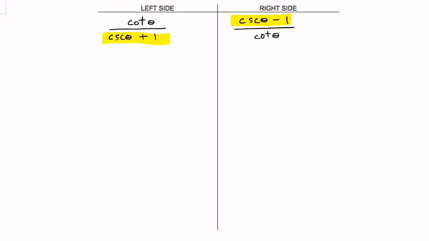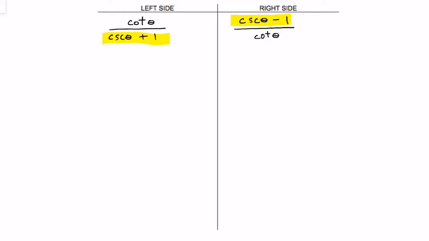Now, I can tell it's a conjugate trick because on a diagonal, I got a cosecant plus 1 and a cosecant minus 1. So it could be the other way around, cosecant minus 1 in the denominator and cosecant plus 1 on the other side in the numerator. But this is what a conjugate trick always looks like. And what I'm going to show you is just what the typical way is to deal with this.